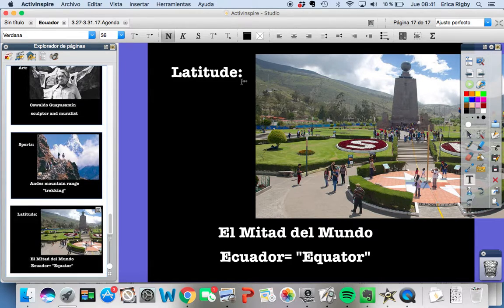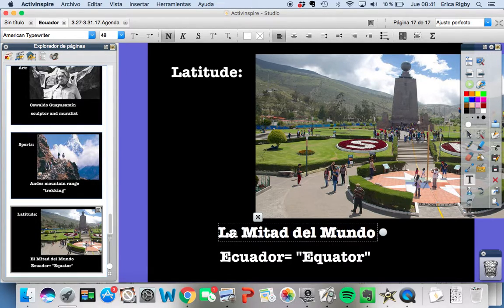Okay, and our final note about Ecuador here is the latitude of Ecuador. The equator of the Earth runs through the country of Ecuador. So you can visit La Mitad del Mundo in Ecuador. This means the midpoint of the world.